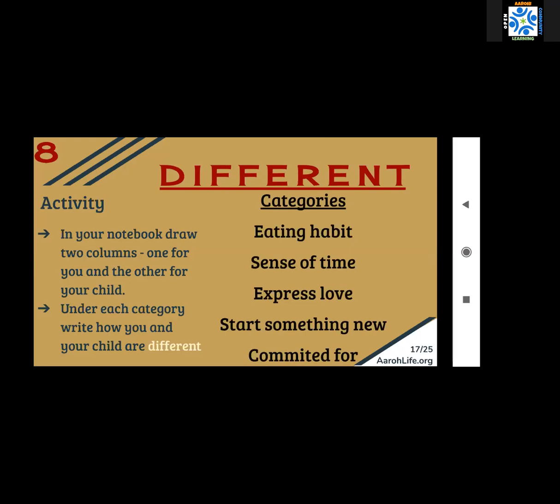Categories are eating habit, how you both are different in your habits of eating; how you both are different in sense of time; how you both are different when it comes to expressing love; how you both are different when you have to start something new; and how both of you respond differently to something which you are committed to.